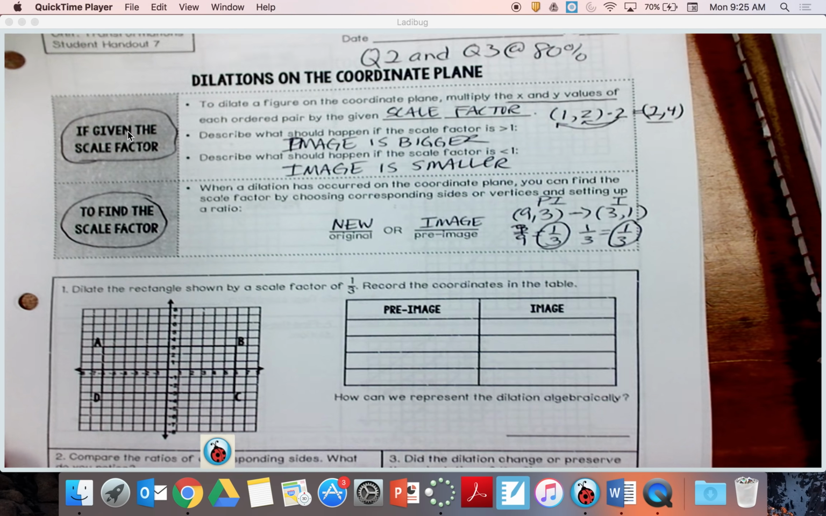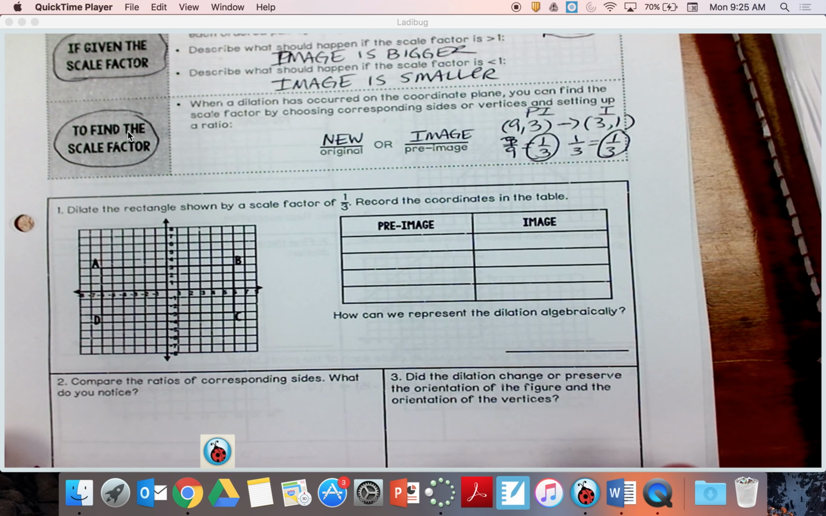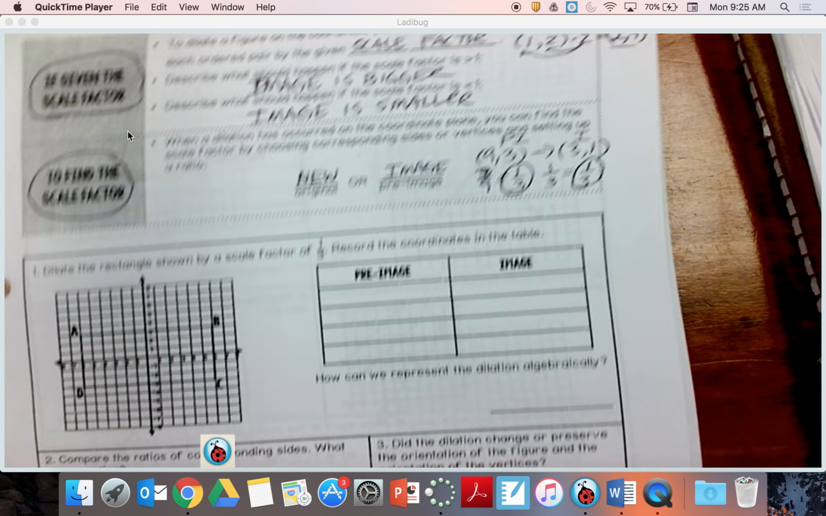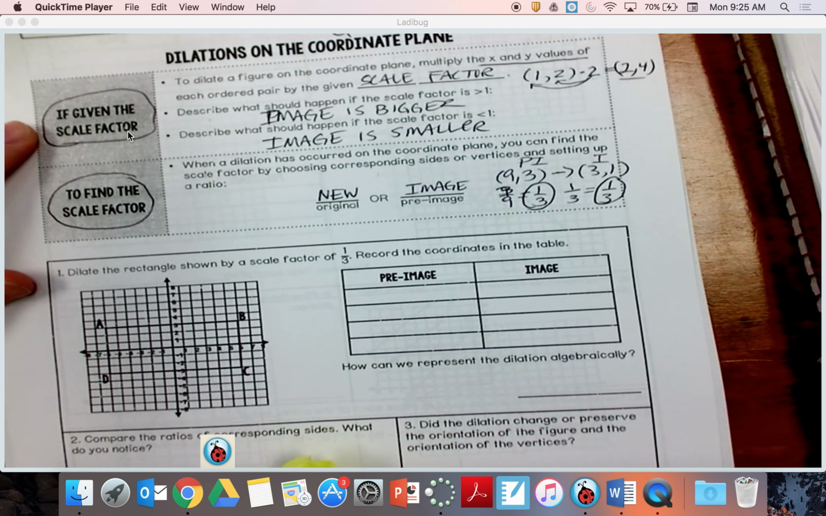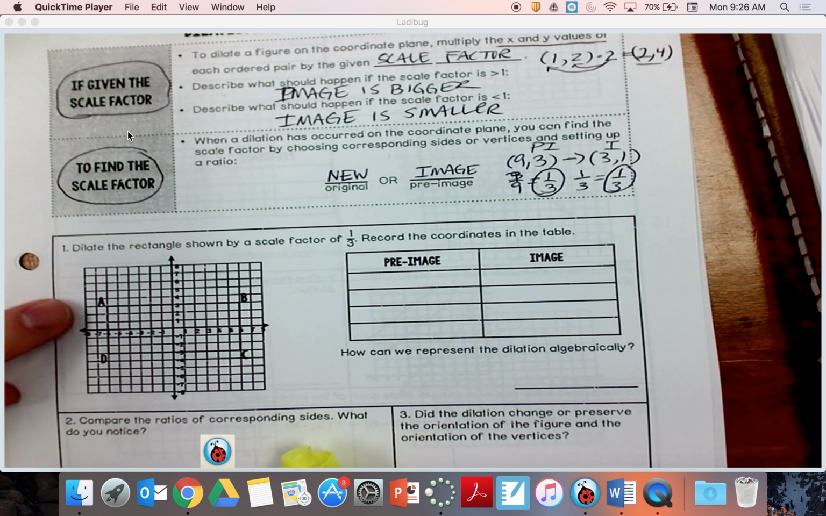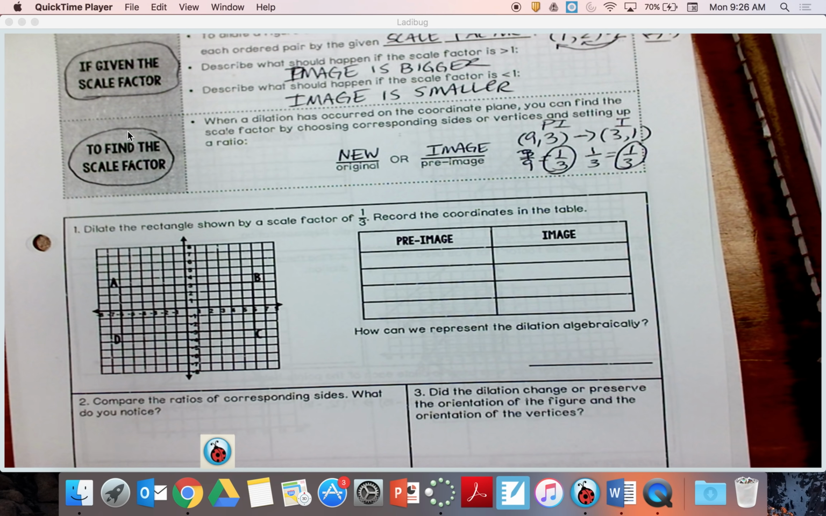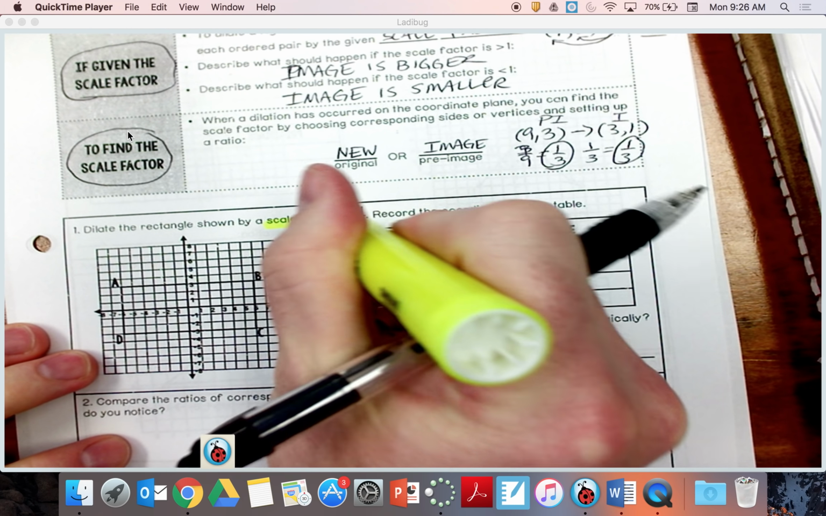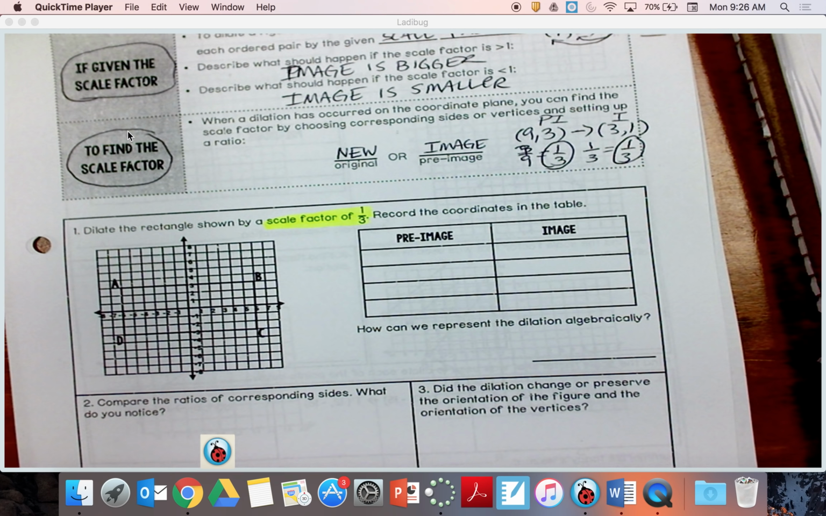Okay, so let's get into the nitty-gritty of what happens here. So here's our first one that we have, and you can notice here that they do give us the scale factor. So we're going to be using this part here. We're going to be multiplying the ordered pairs in number 1. So here's our scale factor. Our scale factor is 1/3.